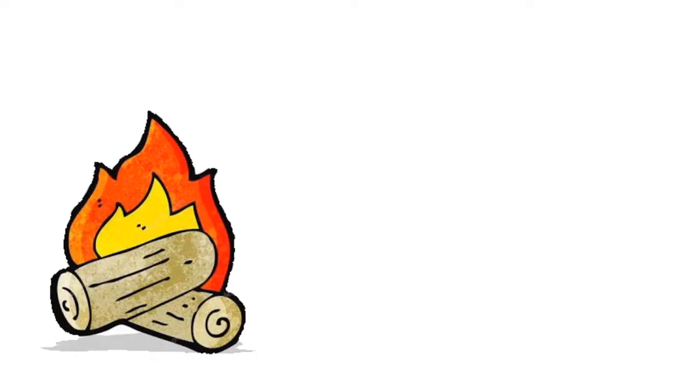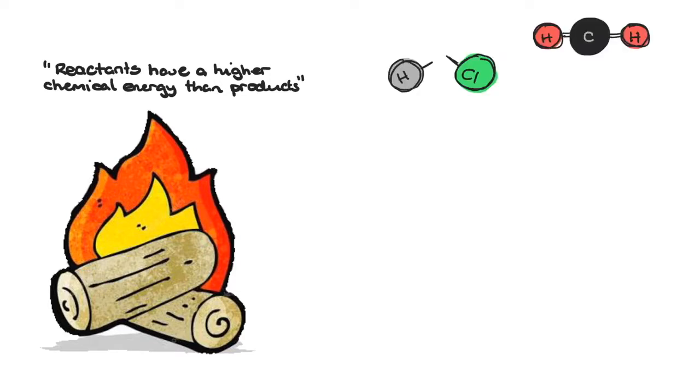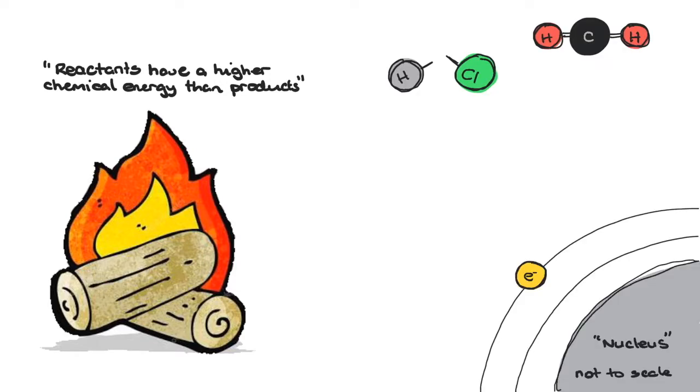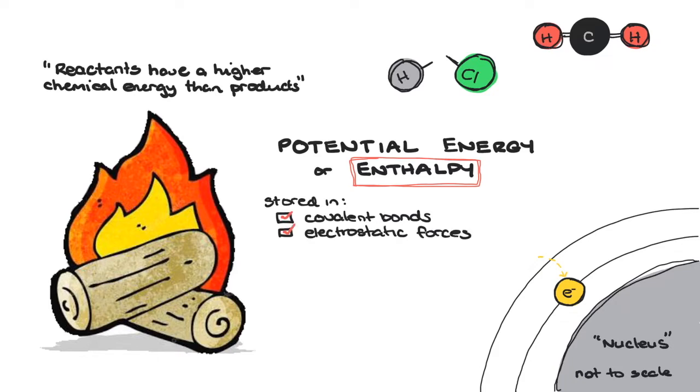Burning of a piece of wood is an example of energy changes accompanying chemical reactions. This occurs because the reactants have a higher chemical energy than the products. Bonds break, and new bonds form, and protons and electrons go from a structure of higher potential energy to a lower potential energy. This is known as the potential energy or enthalpy and is stored within the substances, such as in covalent bonds, electrostatic forces, and nuclear forces.